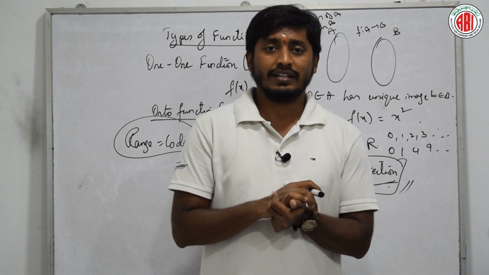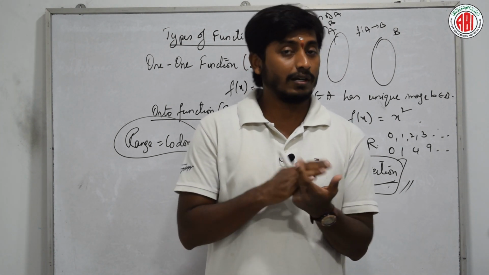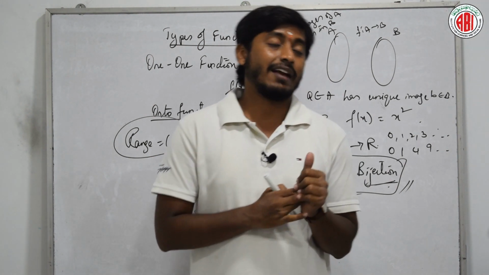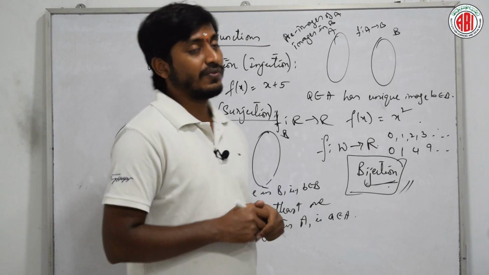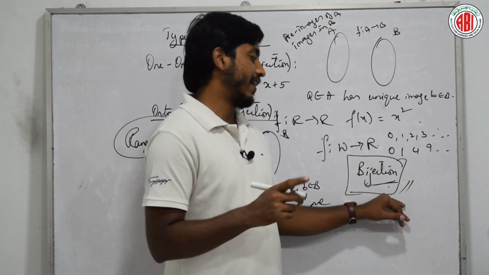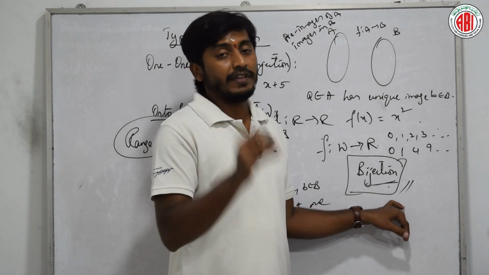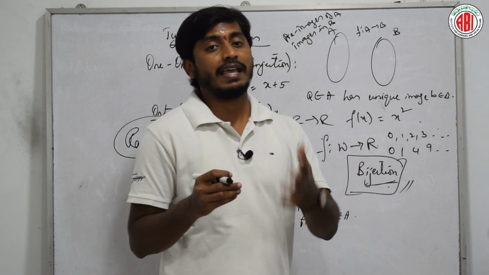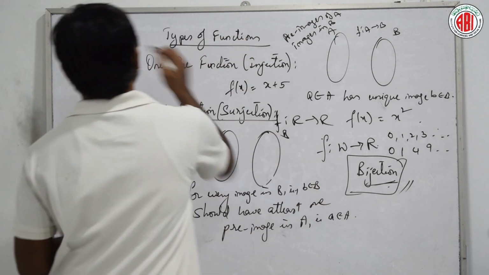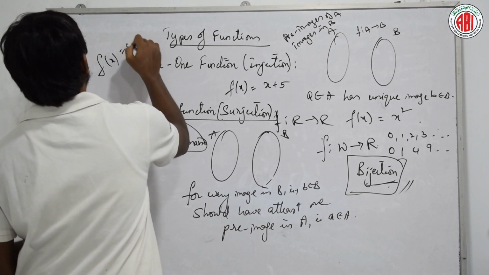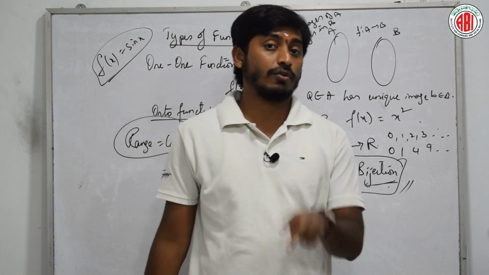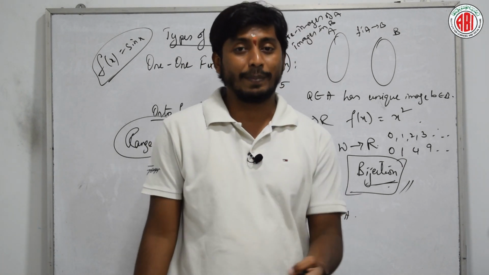Is it clear? What all functions we learned? 1-1, onto and bijection. Clear? Next, one more function is inverse function. Before learning that, remember, whenever a function is bijection, then we can tell that its inverse exists. For example, if I say f of x is equal to sin x, yes, it is a 1-1 function. It is also an onto function. Therefore, it is a bijection.